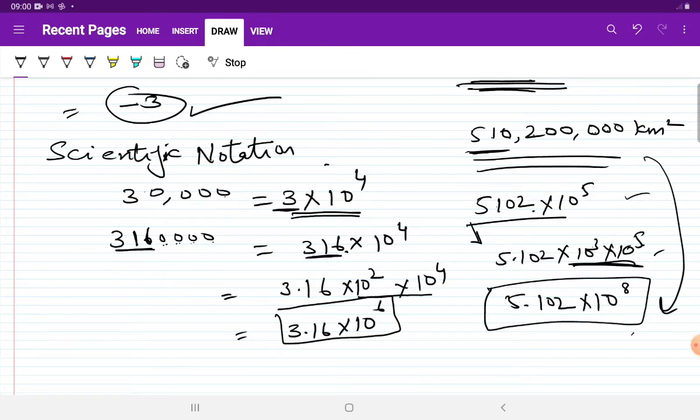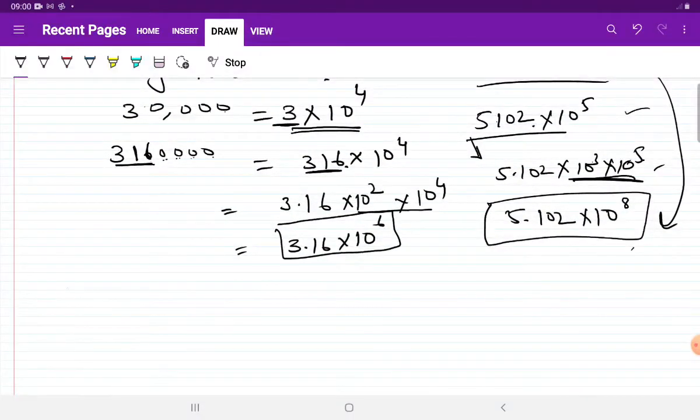So if the number is already given in decimal form, like 6.324 into 10 raised to power 6, and you have to write it in the expanded form, then you have to convert this number back into this form. Here the decimal is already there, and how many powers are there? 6. So you have to convert back.